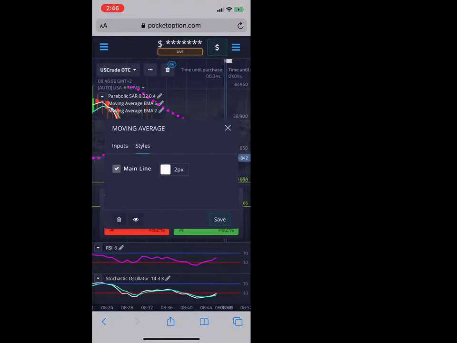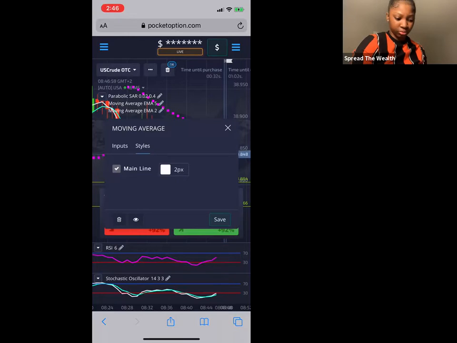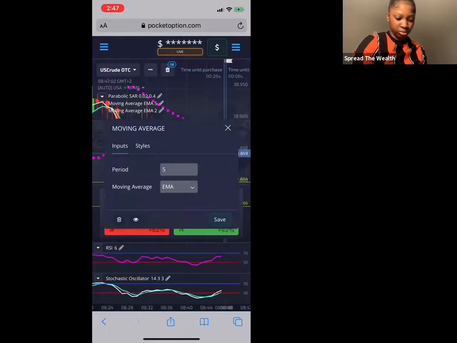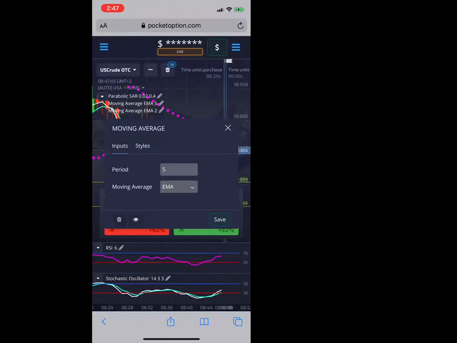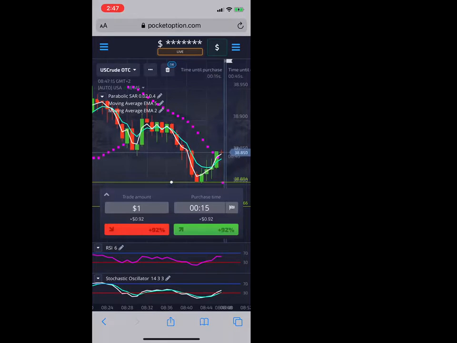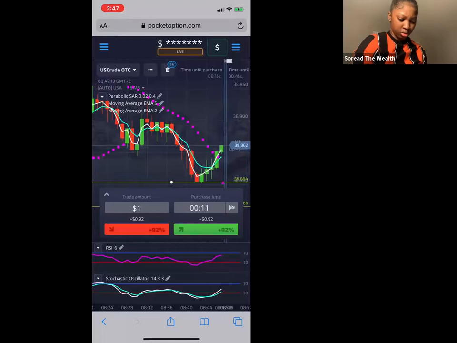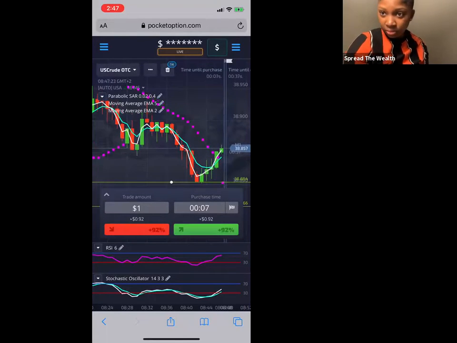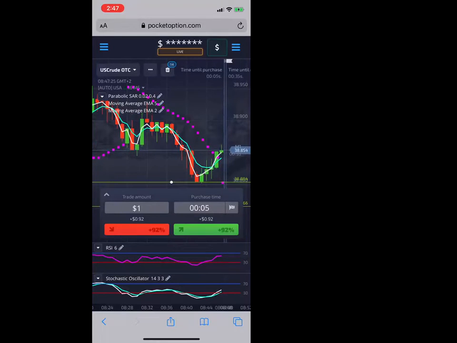What color is the 5 or 2? 5, hold on. 5, EMA, turquoise, 2 pixel. You made sure you put them as EMA and not SMA, right? Yeah. Alright.